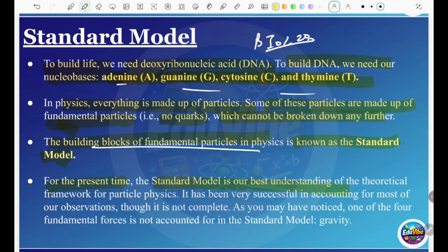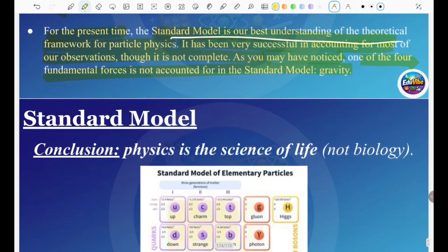For the present time, the Standard Model is our best understanding of the theoretical framework of particle physics. It has been very successful in accounting for most of our observations, though it's not complete. As you may have noticed, one of the four fundamental forces is not accounted for in the Standard Model, which is gravity. Gravity is a separate thing, we can say.